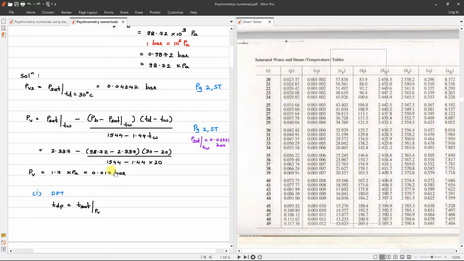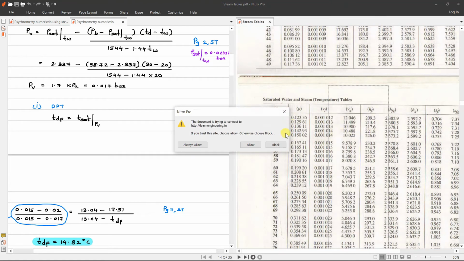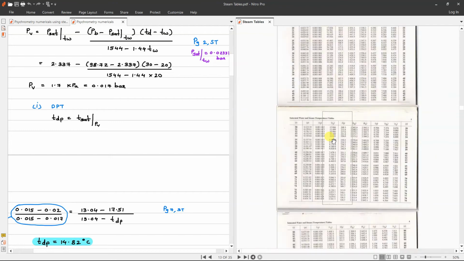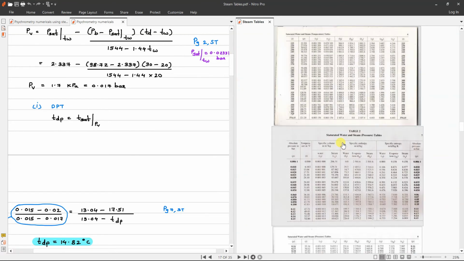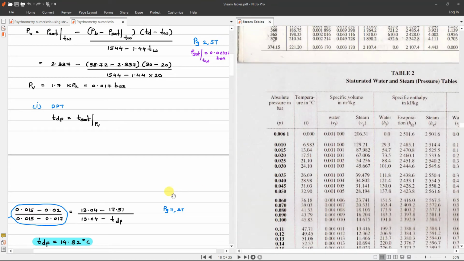Now why have I converted this in bar? Because in the steam table, if you see values of pressure, they are available in bar. So if you want to see the steam table for the PV value, you have to convert that PV value in bar. That is why I have written here the unit of PV in bar. Okay, so we'll go to the steam table now. We require the PV value, so we will go to pressure tables. The first tables are temperature tables, so we have to go to pressure tables now. Okay, now table 2, these are pressure tables. We have to consider that the pressure is 0.017 bar.